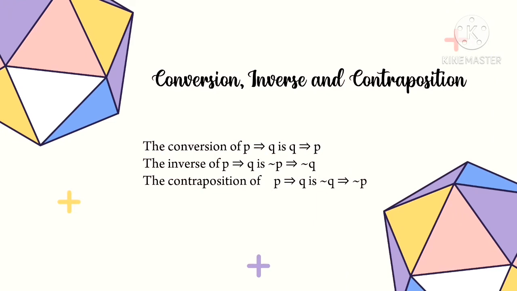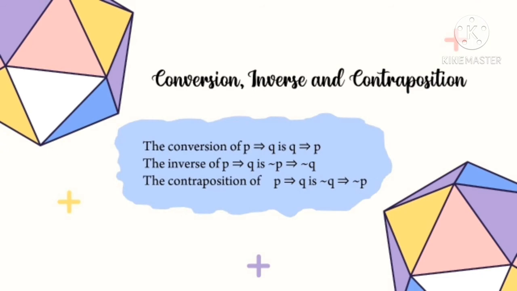Next, about converse, inverse, and contraposition. Converse, inverse, and contraposition are other forms of implication, where the converse of P then Q is Q then P. The inverse of P then Q is negation P then negation Q. And the last, the contraposition of P then Q is negation Q then negation P.